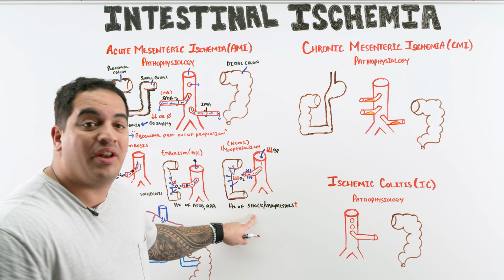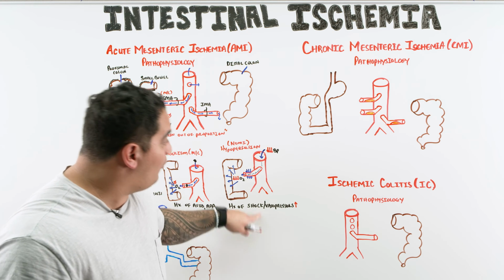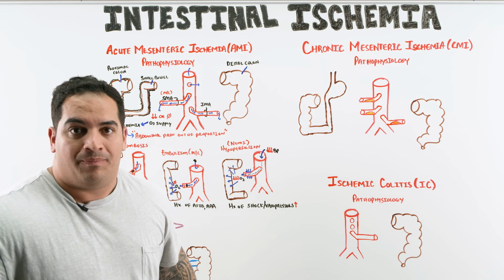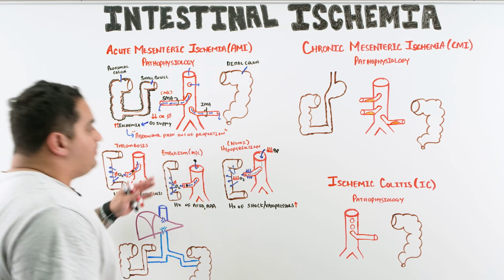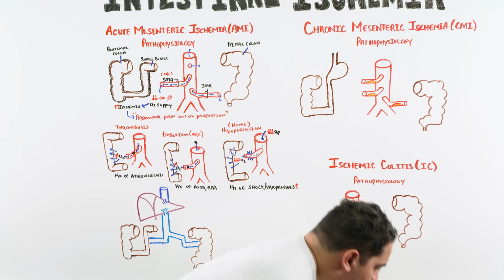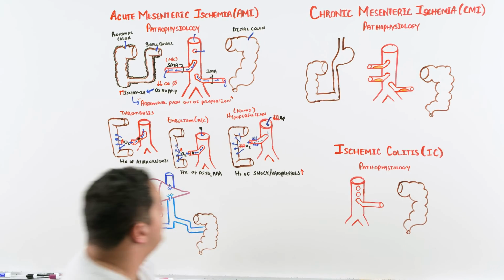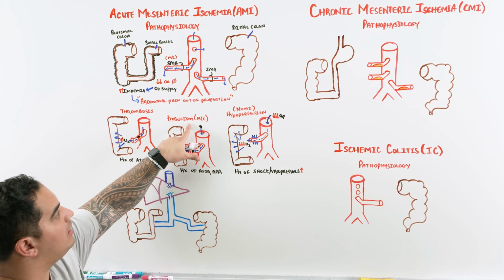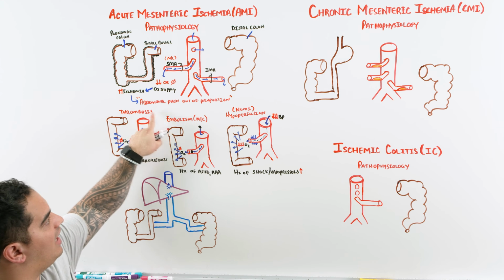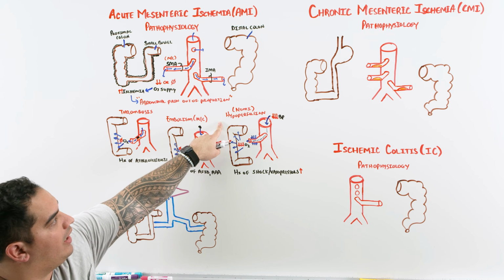So look, are they critically ill? If they're critically ill, think about hypoperfusion, okay? All right. The other scenario that I really want you to think about is, out of all of these, embolism is the most common. This would be second. This would be third, right?